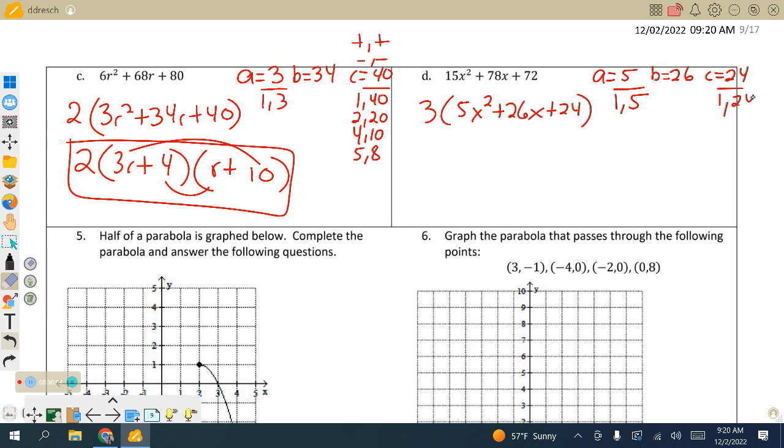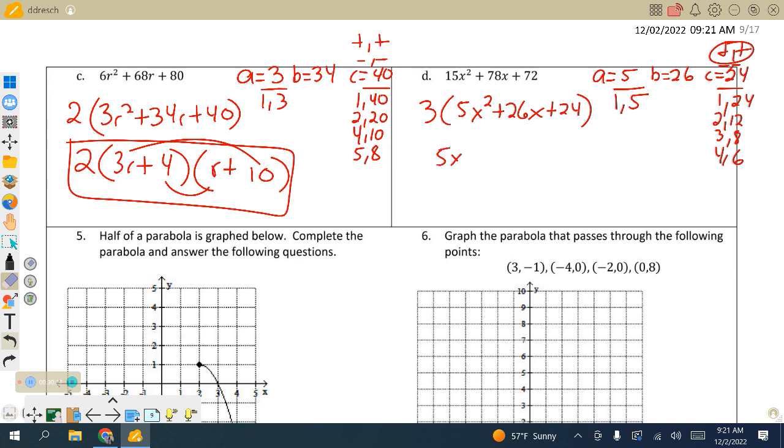1 and 24, 2 and 12, 3 and 8, 4 and 6. That does it. Again, I'm listing these out. Now keep in mind those signs. It's 24, right? So what's got to be true about the 24? Positives or negatives? Yep. It's got to be the same. In this case, it's got to be the pluses.